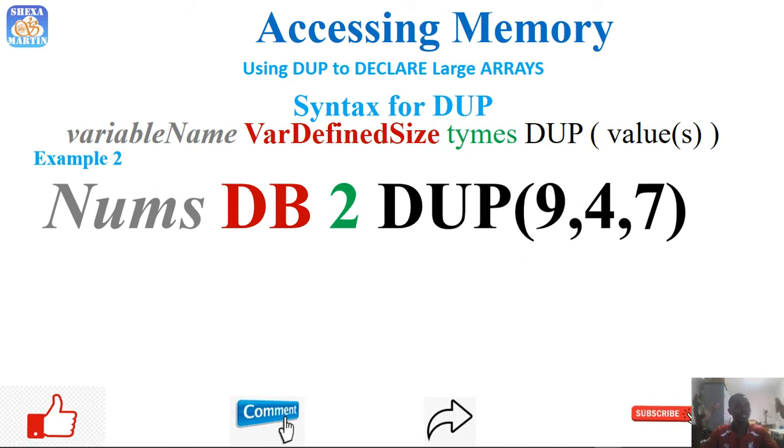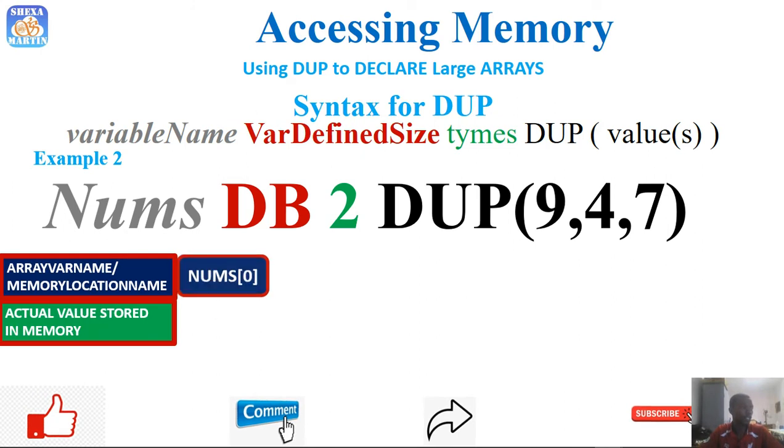We're having 9 at index 0, 4 at index 1, 7 at index 2, then 9 again at index 3, 4 at index 4, 7 at index 5. So let's check.